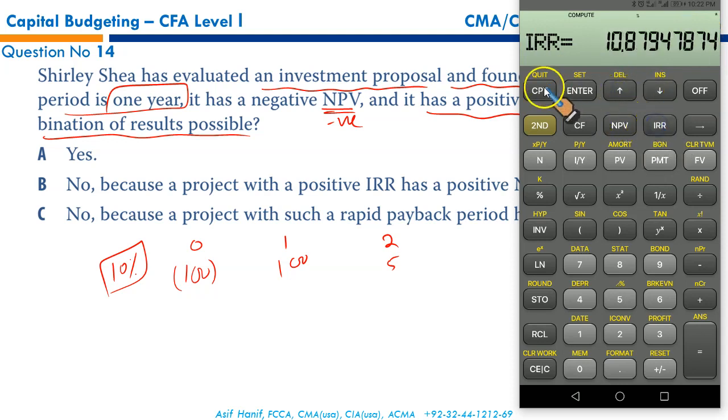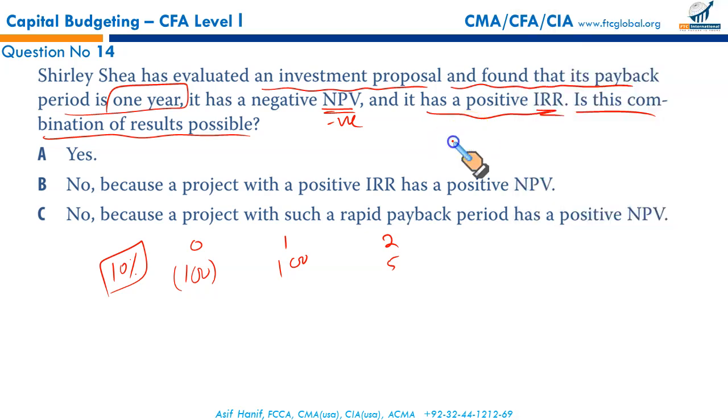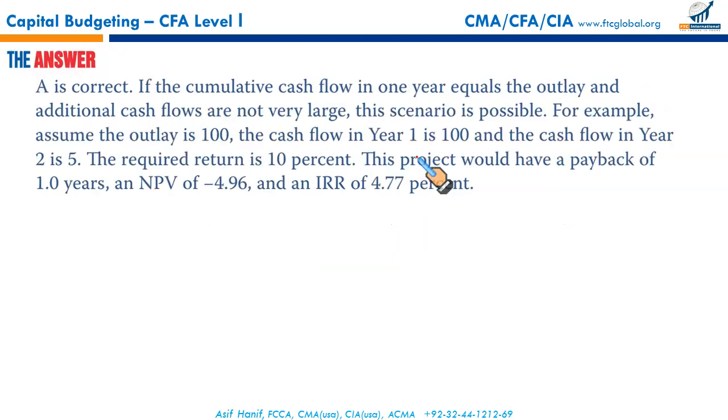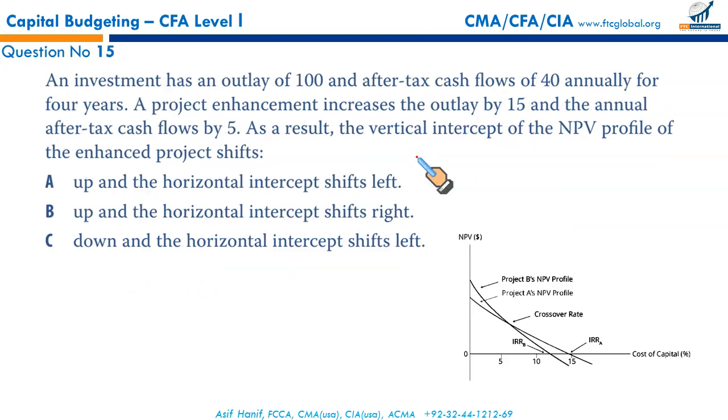I hope the system stays. IRR is 4.77. IRR is positive. NPV is negative. And the payback is 1 year. You can use the combination of numbers to give you the payback within 1 year or 1 year and not a longer project. So you will have the same arrangement, same company. It is possible. It's perfectly possible. We have just checked using the numbers. So that makes A the correct option.